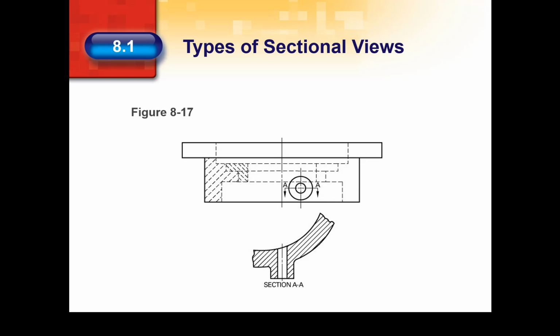A phantom section, also called a hidden section, shows in one view both the inside and the outside of the object that is not symmetrical. Figure 8.17 shows an object with a circular boss on one side. Because the object is not symmetrical, the inside cannot be shown with a half section, so the phantom section is used.